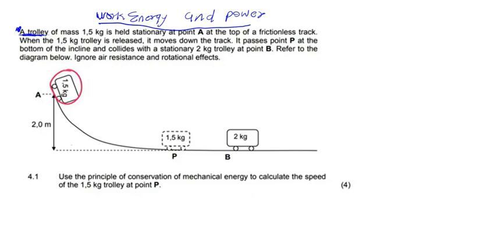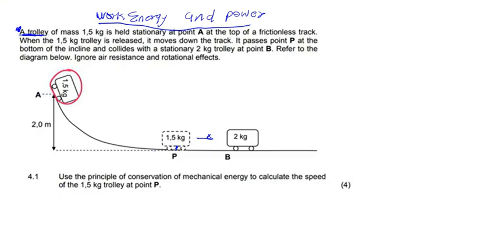The trolley of mass 1.5 kg is held stationary at point A, the top of the frictionless track. We're told that this track is frictionless. Then it passes point P at the bottom of the incline, and it collides with the stationary 2 kg trolley at point B. So after it has passed this frictionless part, it will then collide with this box. And then there's nothing else for us here.